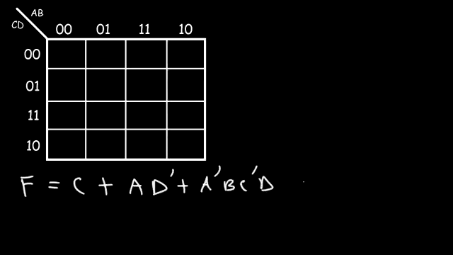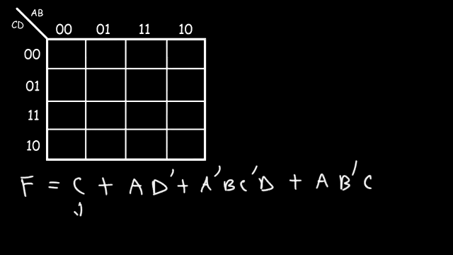Let's work on one more example. This one I'm going to color code differently. So let's say the function is C A D prime plus A prime B C prime D plus A B prime C. So go ahead and fill out the 4-variable K-map given this function.